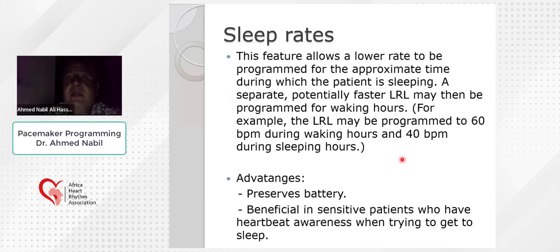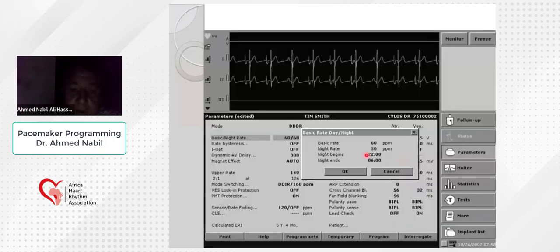So this patient needs an even lower heart rate during sleep. So for example, with this option, I adjust the basic rate at 60 beats per minute and adjust the night rate at 50 beats per minute, which is a lower rate that is more physiological during sleep. And I also have the option to adjust when this night rate starts, for example, from 10 p.m. till 6 a.m. the next day. So every time at 10 p.m., the basic rate or the lower rate limit will be decreased to 50 beats per minute.